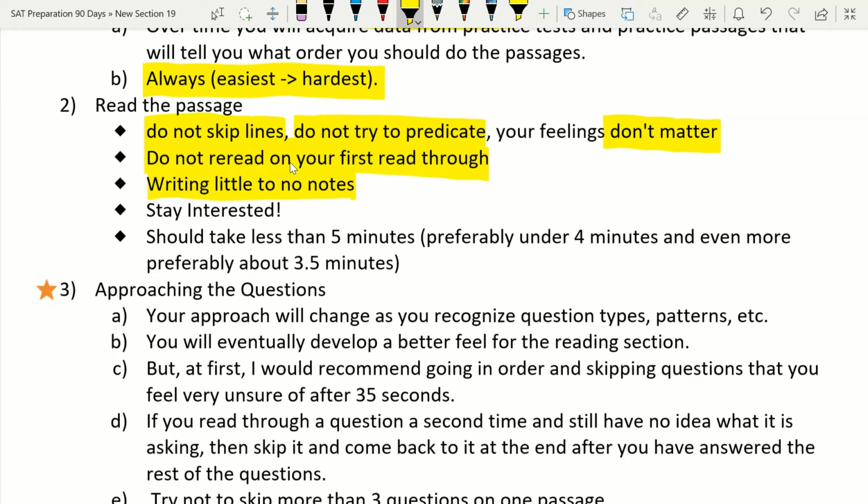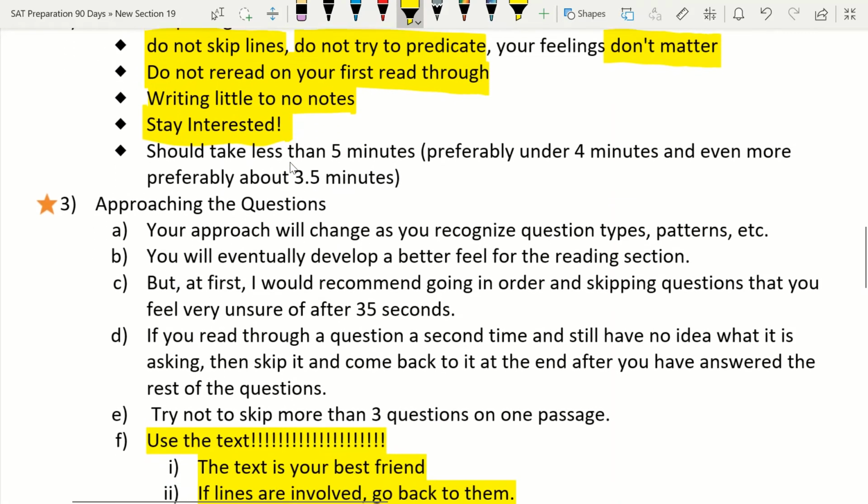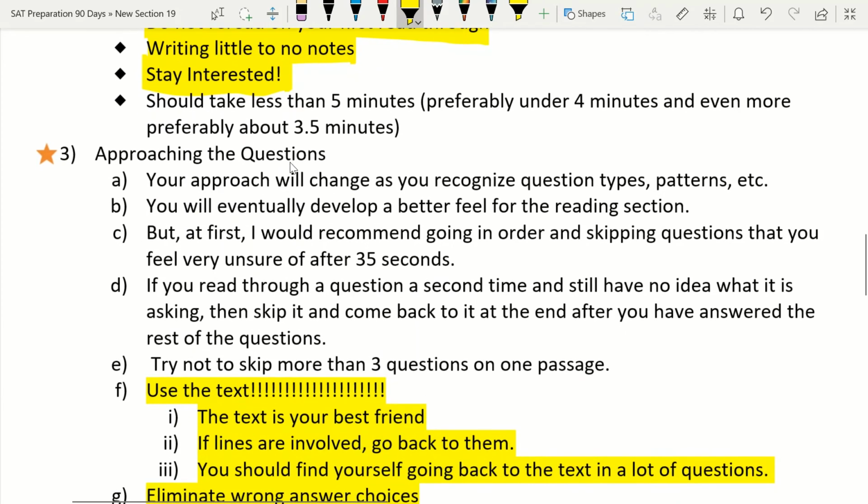Okay, and another thing is you're going to want to stay interested. The more interested you are in the passage, the more you're going to remember what occurred, and the more you're going to process it and understand it. So stay interested. Even if it's the most boring topic, stay interested.